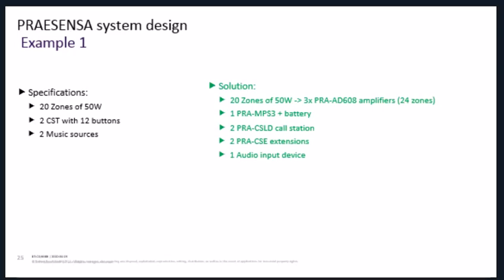We will use 2 call stations as requested. Here we choose the desktop ones apparently. And we remember to add extensions to our offers because each and every call station requires at least 1 extension. Remember that? And then they have two music sources, and maybe it's better to have an audio input device because some music sources cannot directly send Dante channels, right? Maybe they are analog audio, so we have to have a converter in between.